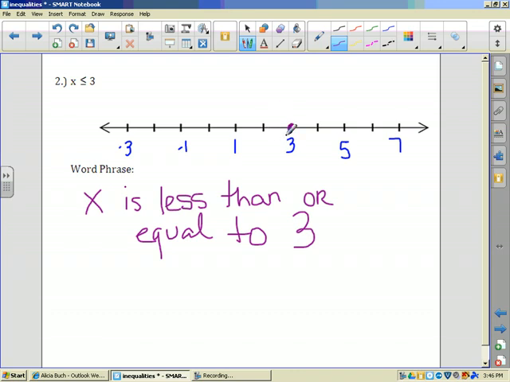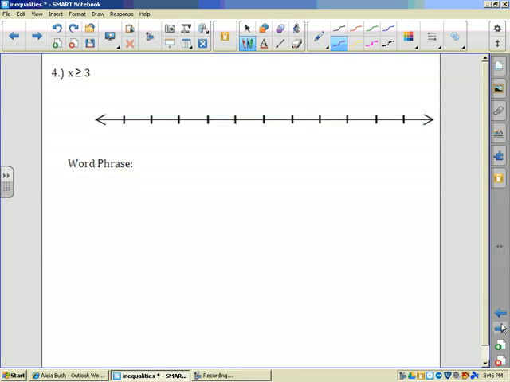So now I have to decide on my shading. Once again, the values that are less than 3 are to the left of it. So I'm going to go ahead and shade my number line, darken it, color it in, all the way down. And again, I want to put an arrow on the end. And you want to darken that arrow. You just don't want to leave the current arrow, to show that it does, in fact, go on forever, that there are infinitely many solutions. They do not stop there. So those are the steps for graphing inequalities that have infinitely many solutions for the variable. We've done 2 examples. You have examples 3 and then 4.